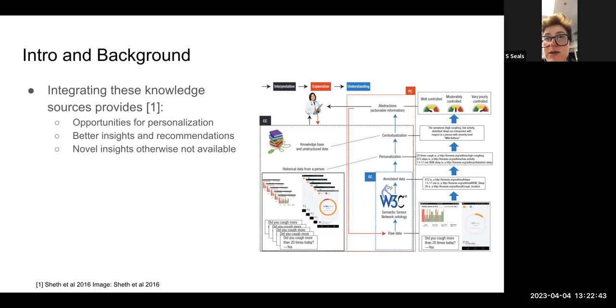So Ahmed talks about this example of asthma management, where you have a series of raw data about a particular patient's asthma, annotating that, and then integrating that information with historical data from a specific person, as well as knowledge bases and unstructured data about asthma in general, enables a physician to make conclusions that are specific to an individual person and account for their personal history. And we can go to the next slide.